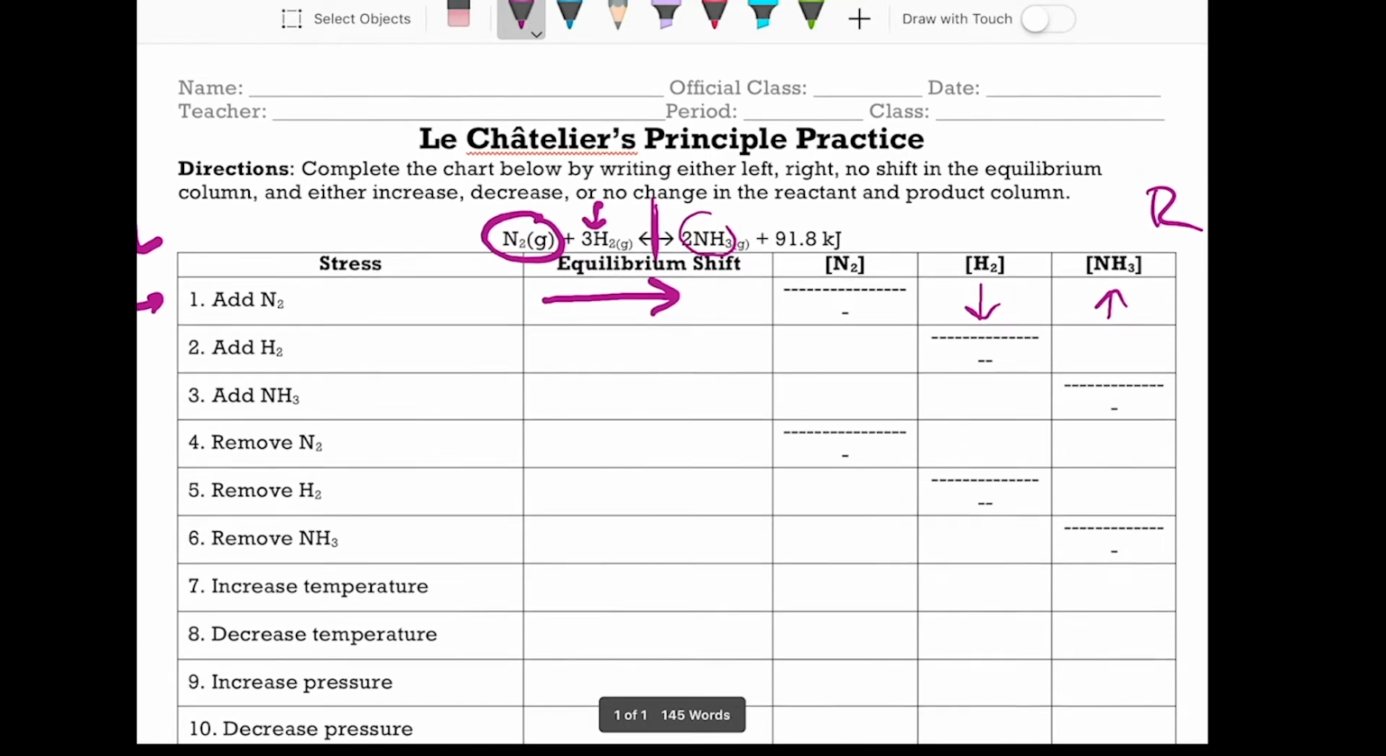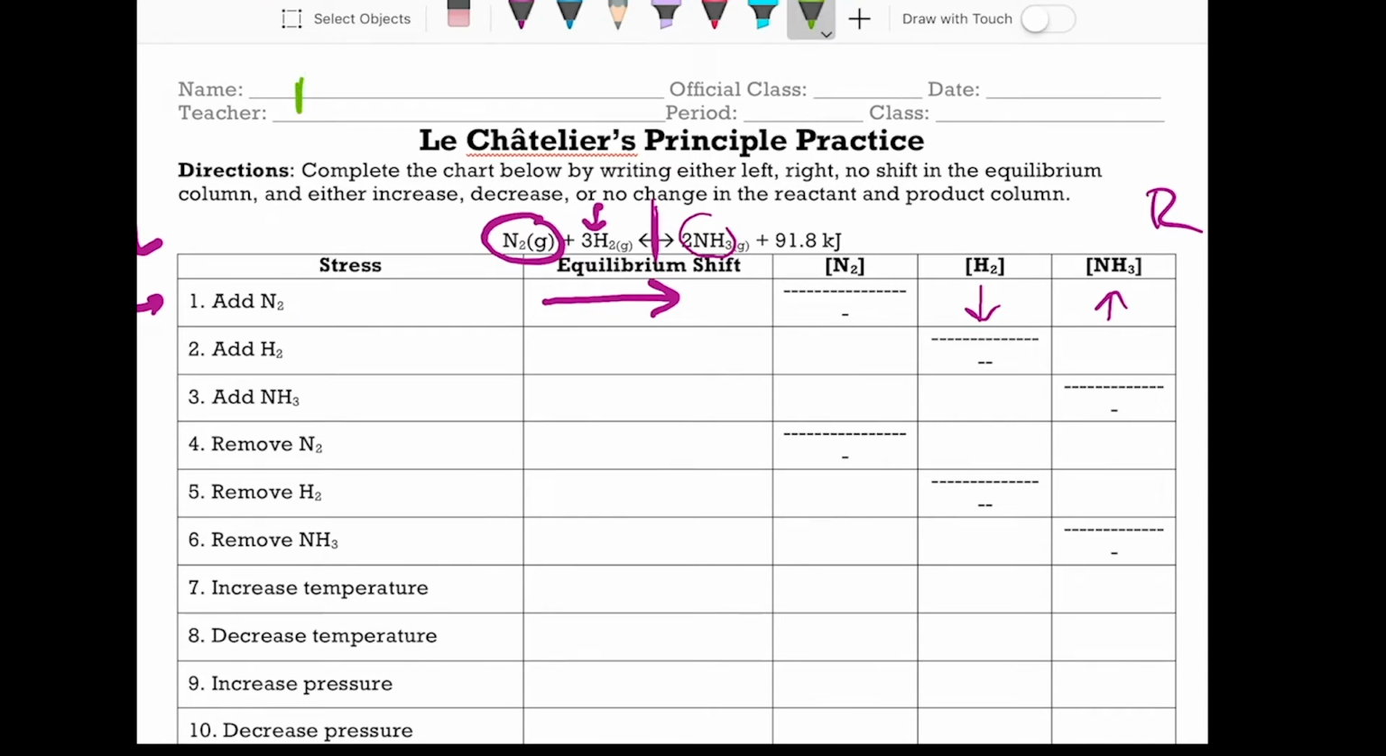Now, backtracking a second, you can use A, A, T, T to kind of help you out. So what this stands for is add, away, take, towards. So if we're adding N2, you move away from it. So it kind of helps you with the directions.